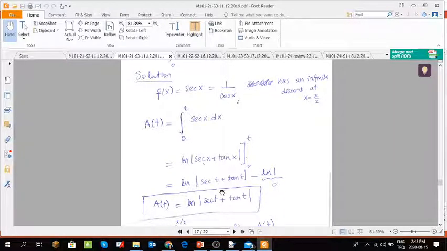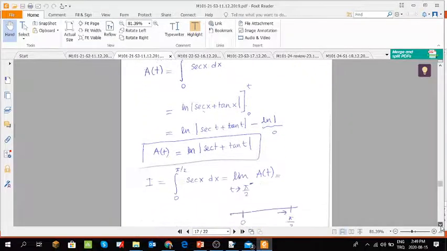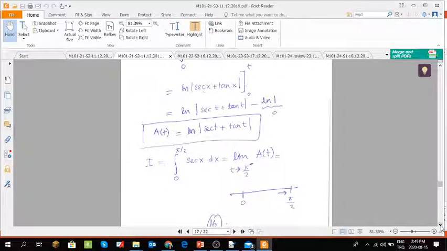Natural log, we put it in. Then we put 0, we get ln 1, so it is 0. A of t is ln of the absolute value of secant t plus tangent t. Let's let t go to pi over 2 from the right. Secant t is 1 over cosine t. Cosine t, 0, it becomes 0 actually.